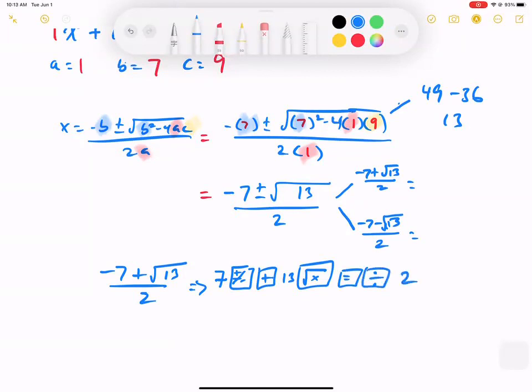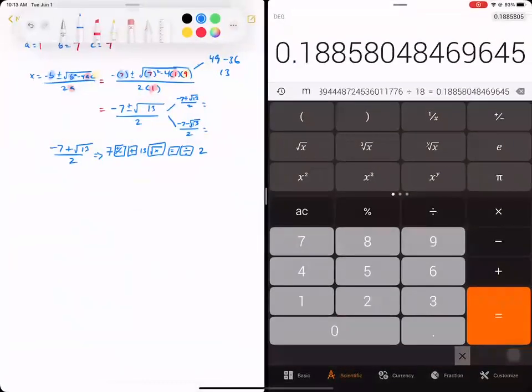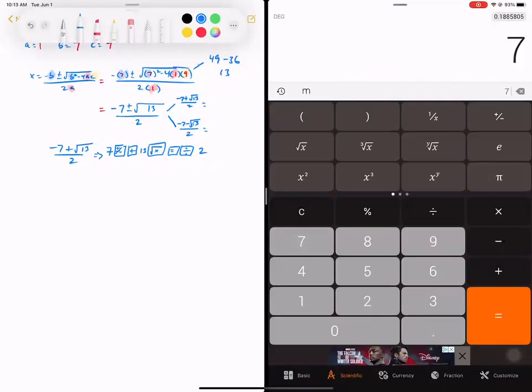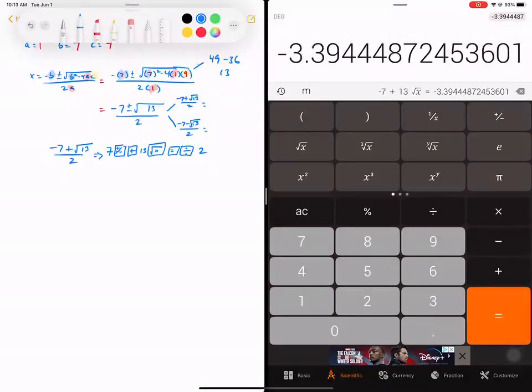So your calculator is a tool that you guys need to know how to use. And sometimes it could be a little tricky because every calculator is a little different. So you want to know how to use your tool. 7, and then I need to put a negative sign here. See, now it's a negative 7. Plus 13 square root, equals, then divide this by 2.